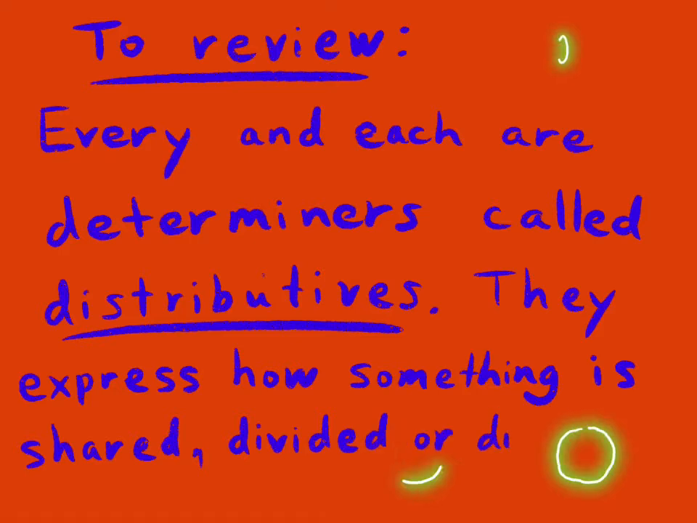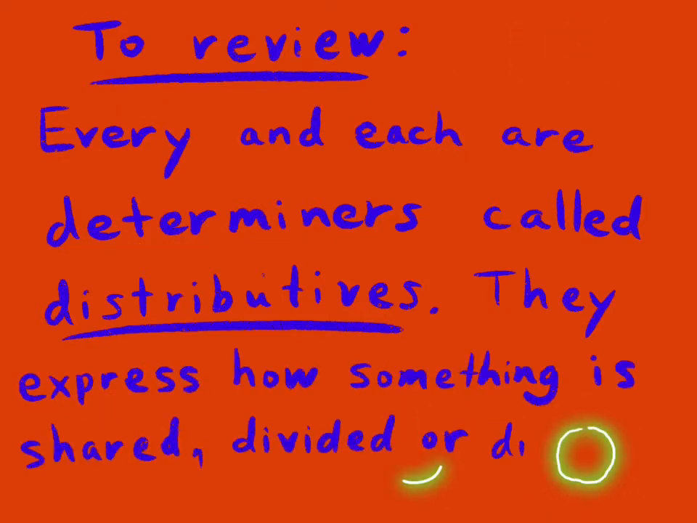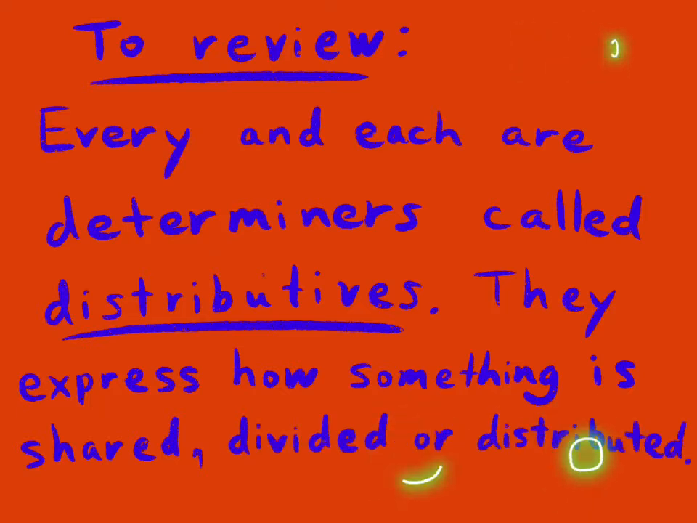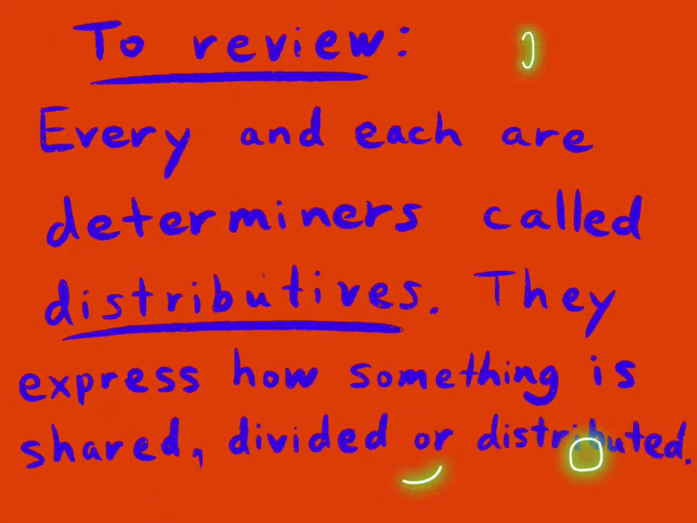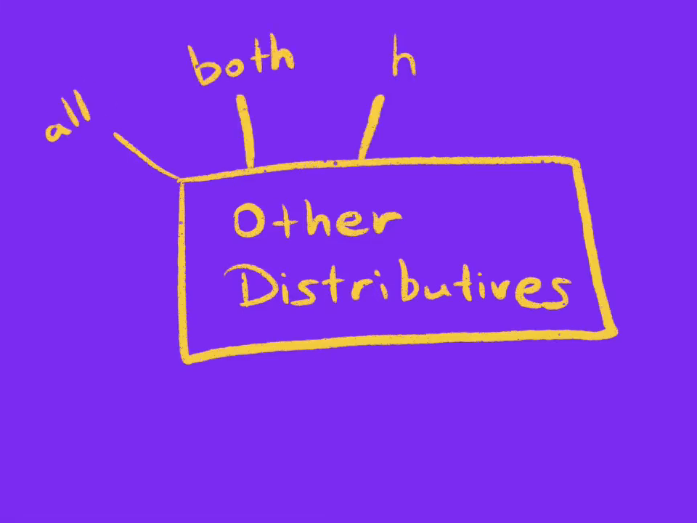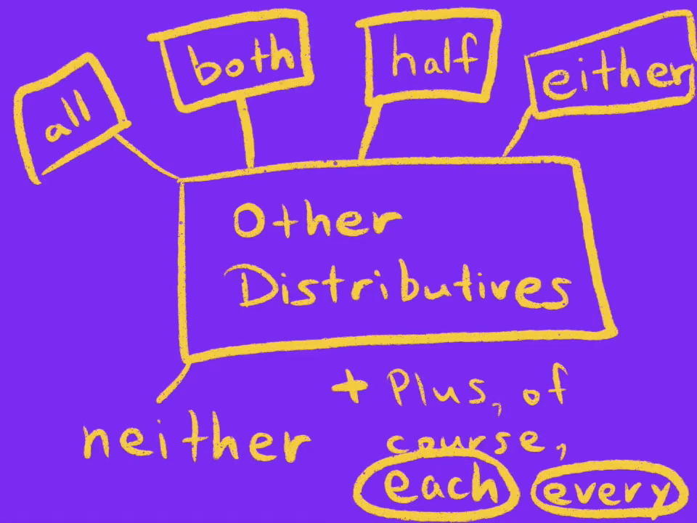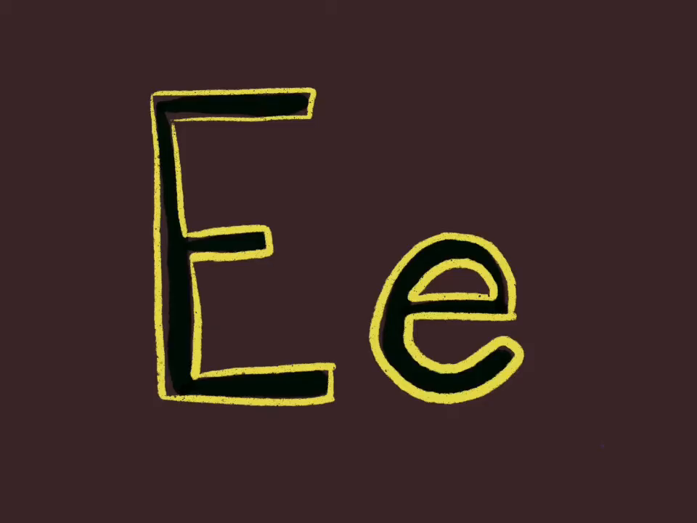To review, every and each are determiners called distributives. They express how something is shared, divided, or distributed. Other distributives include all, both, half, either, neither, plus of course, each, and every. But let's go back to the letter E and some of the vocabulary featured in today's video.